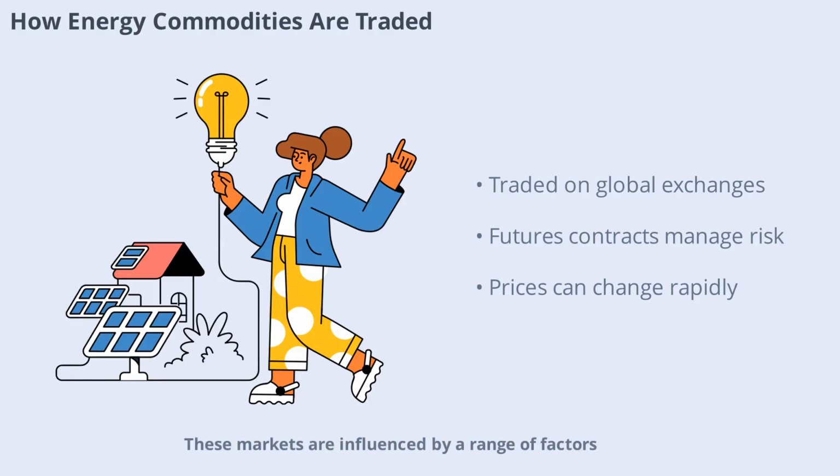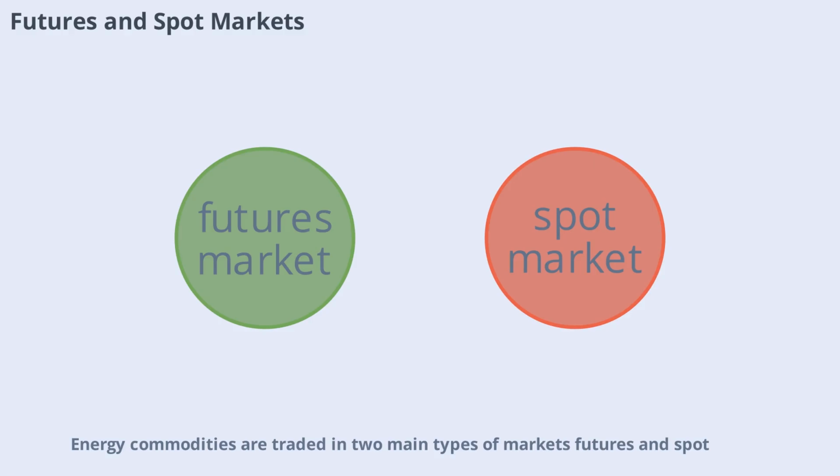These markets are influenced by a range of factors, including geopolitical events, weather, and technological advances. Understanding how trading works is key to grasping why energy prices can change so quickly and dramatically. Energy commodities are traded in two main types of markets: futures and spot.